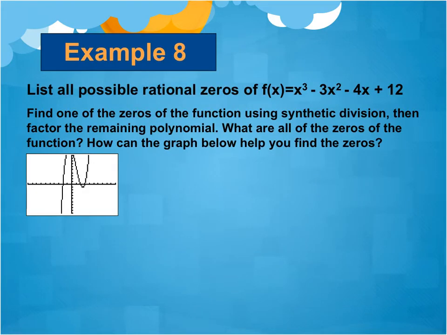All right, this says list all the possible rational zeros of f of x equals x to the third minus 3x squared minus 4x plus 12. Find one of the zeros in the function using synthetic division, then factor the remaining polynomial. What are all the zeros of the function? How can the graph below help you find the zeros? So I'm going to start first with my initial function.